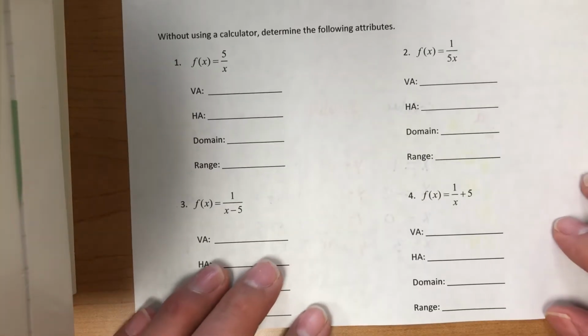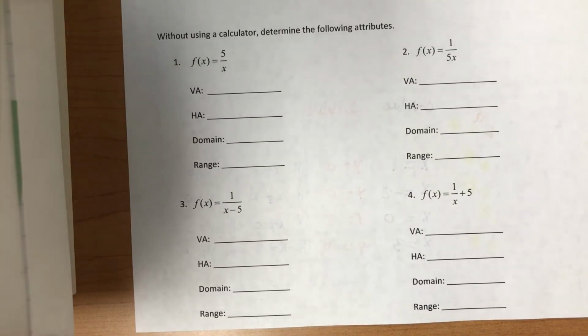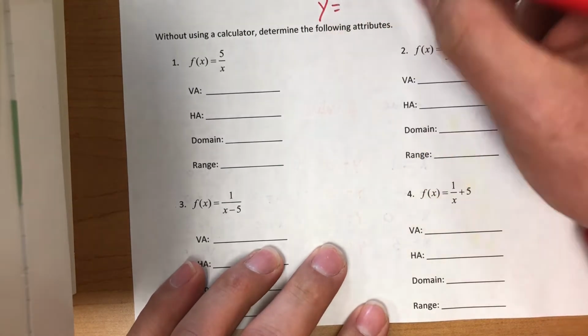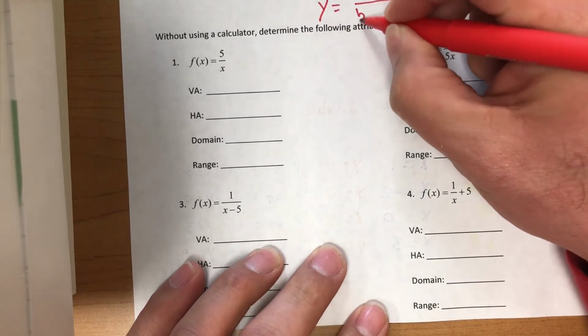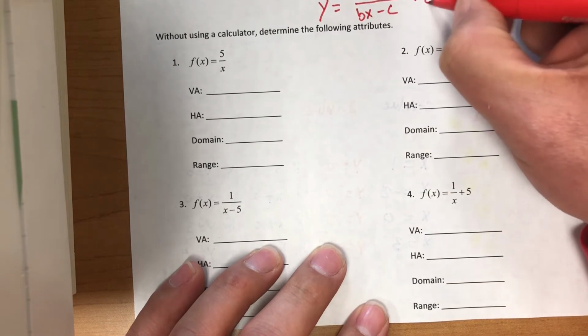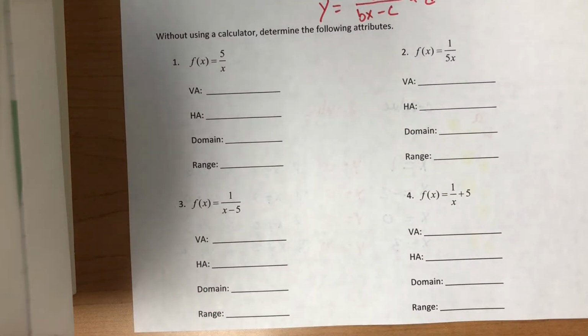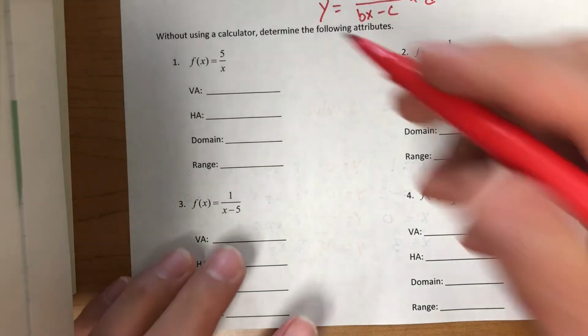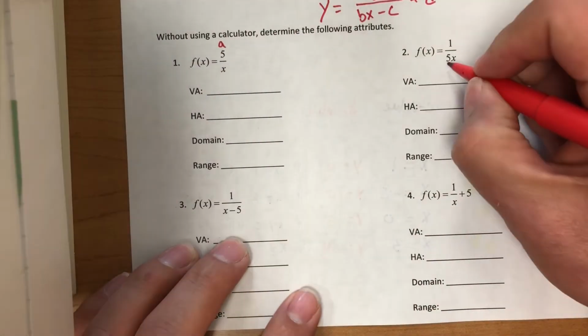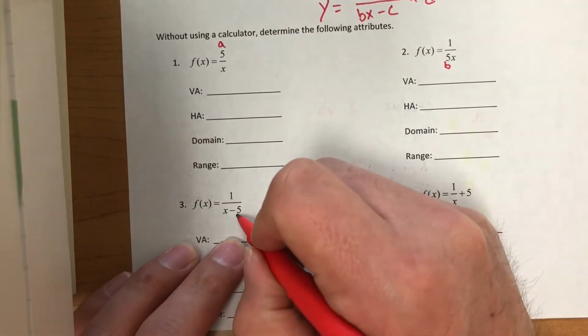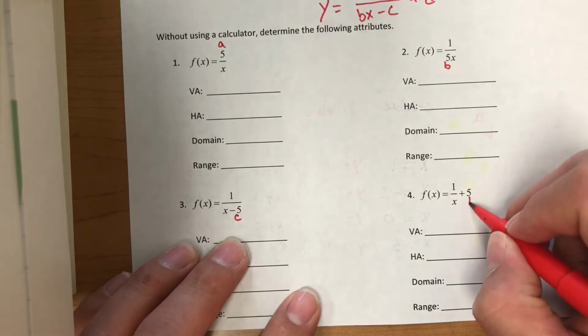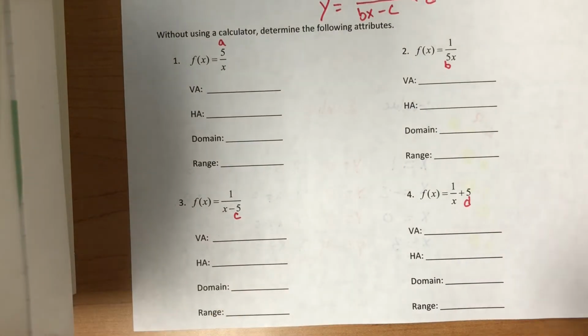All right, so let's flip it over to the back side. All right, so if we're looking at these equations, the first thing I want to do is identify what values we have. So again, I'm thinking of this equation, A over bx minus c plus d, okay? And I'll go ahead and label all these. This is the A value, that's the B value, C value, and this is the D value. Okay, so I should be able to identify all of those.